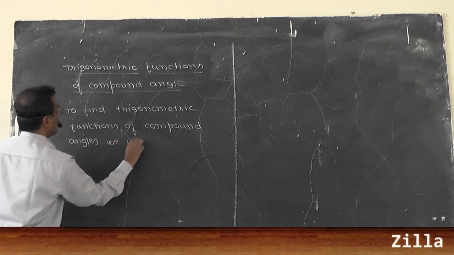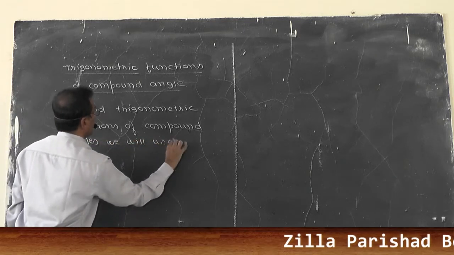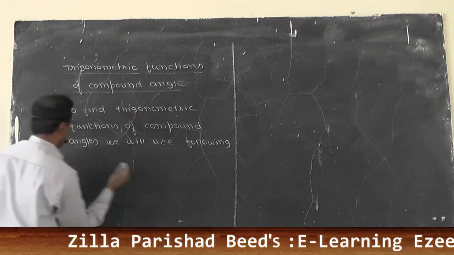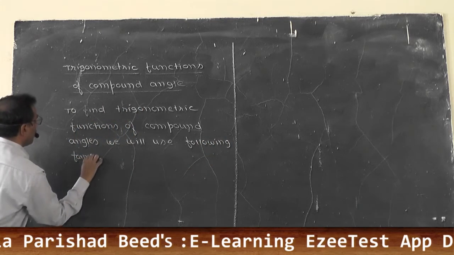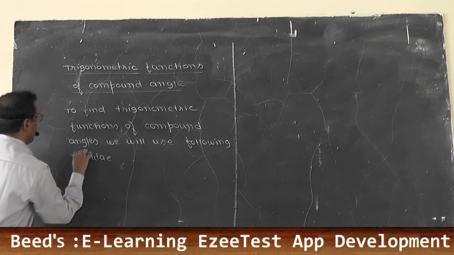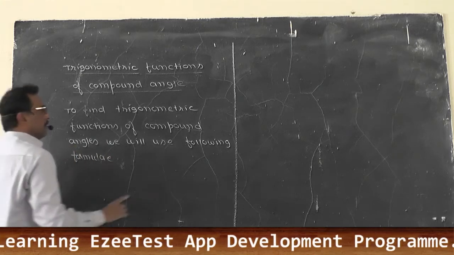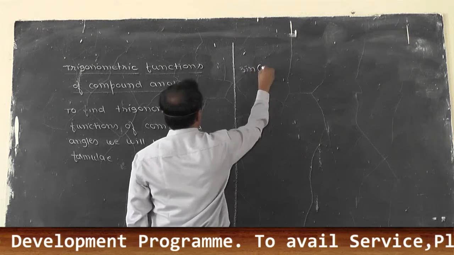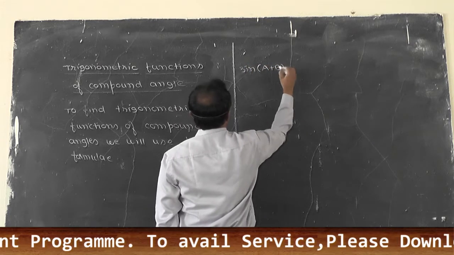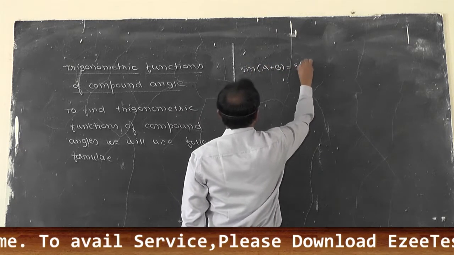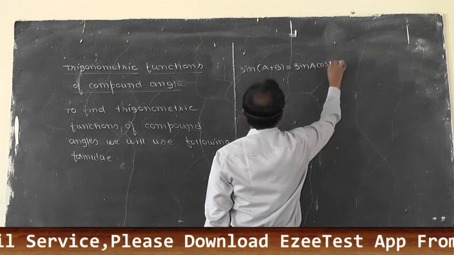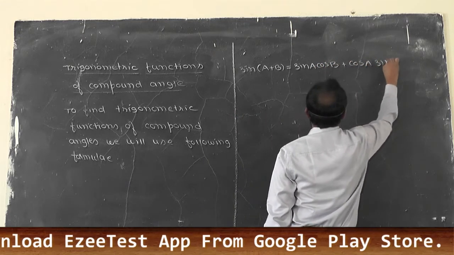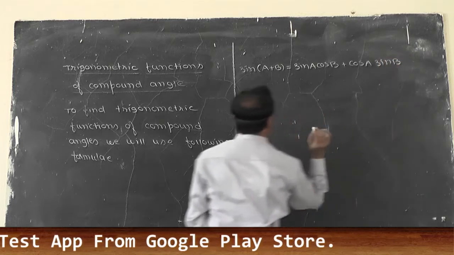We will use the following formulas. Now that formula I will quote here. Here the formula is sin of A plus B. Here is the formula: sin A cos B plus cos A sin B. This is the first formula.